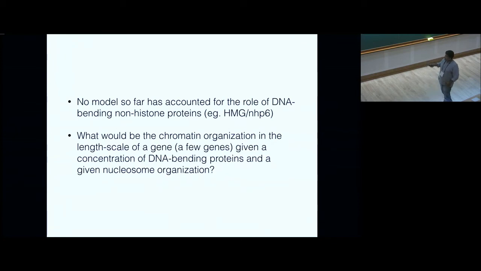There are proteins like HMG which would bend the DNA. What would be the chromatin organization at the length scale of a gene, given a concentration of DNA bending proteins and a given nucleosome organization? This is the question that we asked. If you have DNA bending proteins apart from nucleosomes, what would be the organization? Will this zigzag picture persist?